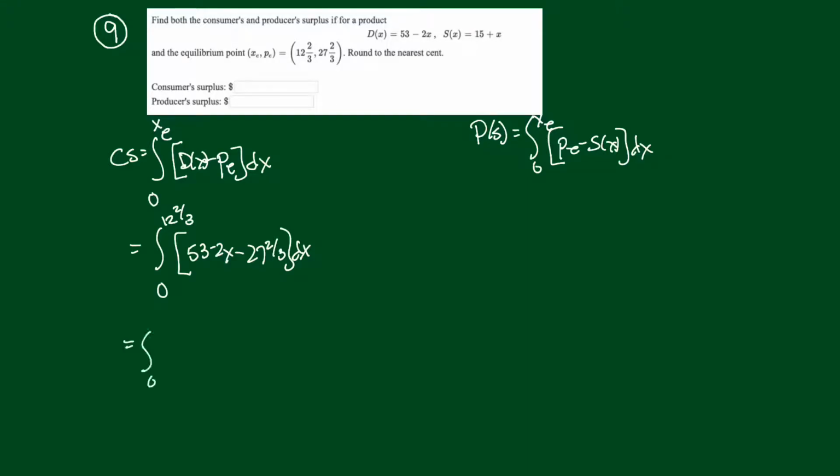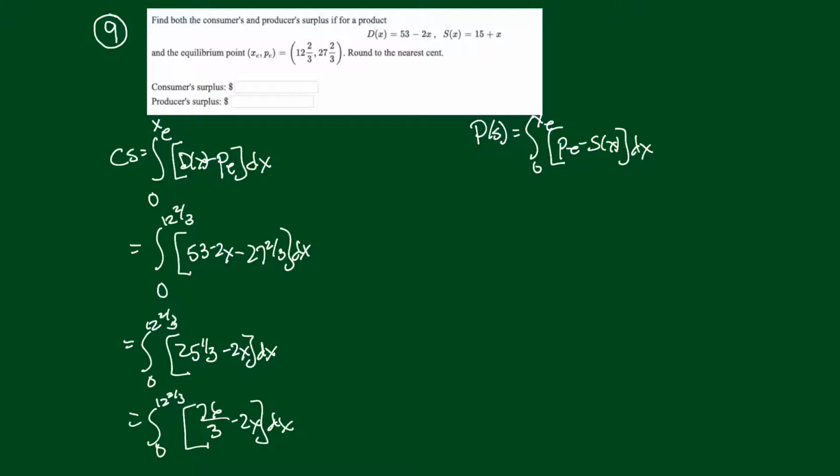Now let's simplify a little bit. 12 and 2/3, but we can write 53 minus 27 is 26, and then take it down another 2/3. So we're looking at 25 1/3 minus 2x dx. I'm going to write this as the integral from 0 to 12 and 2/3 of 25 1/3, which is 76/3, minus 2x dx. Now let's evaluate this integral.